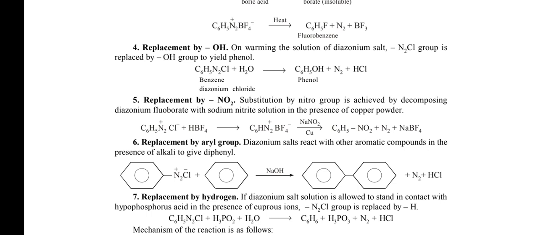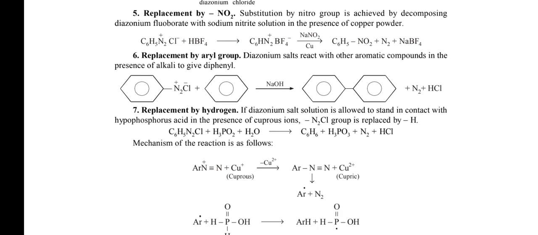Substitution by the nitro group is achieved by decomposing diazonium fluoroborate with sodium nitrite solution in the presence of copper powder. Number 6. Replacement by aryl group. Benzene diazonium salt reacts with another aromatic compound in the presence of alkali to give diphenyl. Number 7. Replacement by hydrogen.